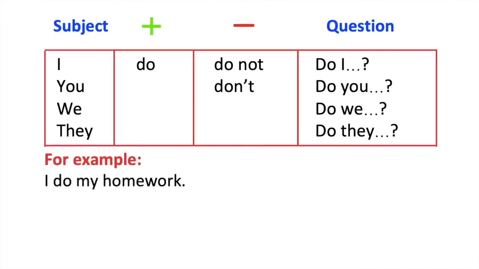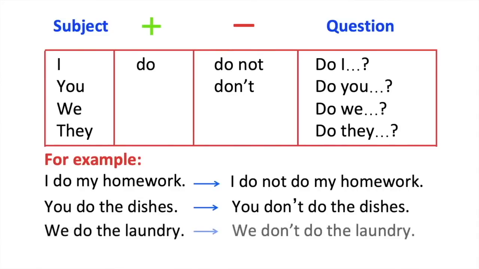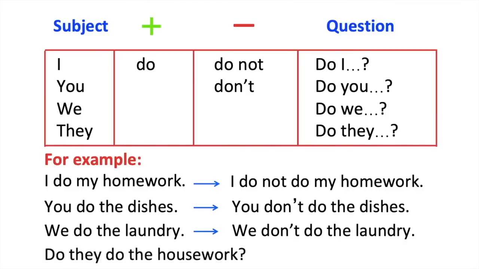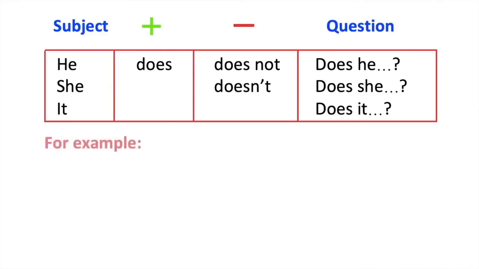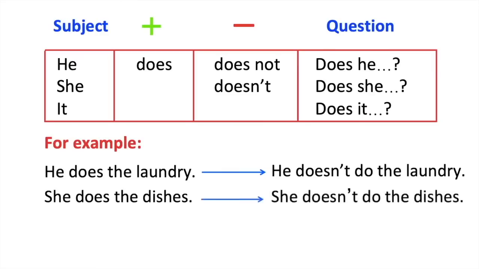I do my homework. I do not do my homework. You do the dishes. You do not do the dishes. Or you don't do the dishes. We do the laundry. We don't do the laundry. Do they do the housework? He does the laundry. He doesn't do the laundry. She does the dishes. She doesn't do the dishes. Does he do the housework?